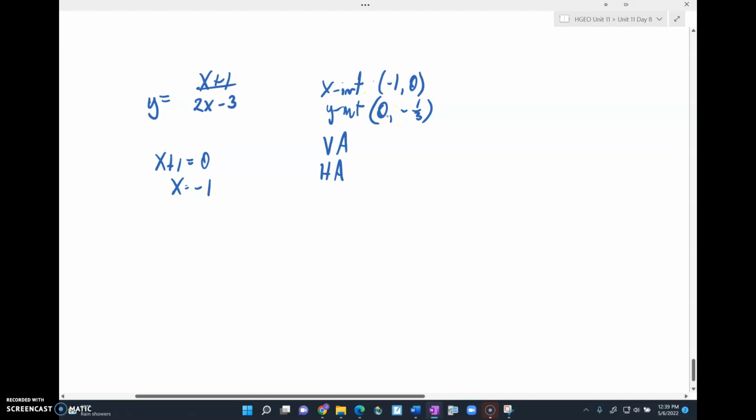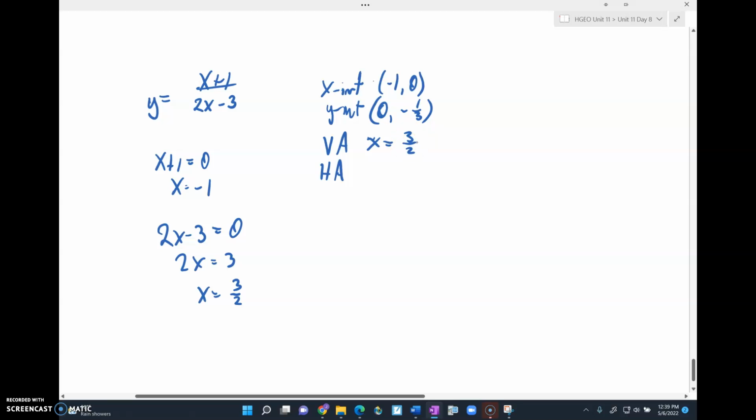Vertical asymptotes come from the zeros of the denominator, so that means setting the denominator equal to 0 and solving. So 2x equals 3, so x equals 3 over 2. So that means the vertical asymptote is x equals 3 over 2.